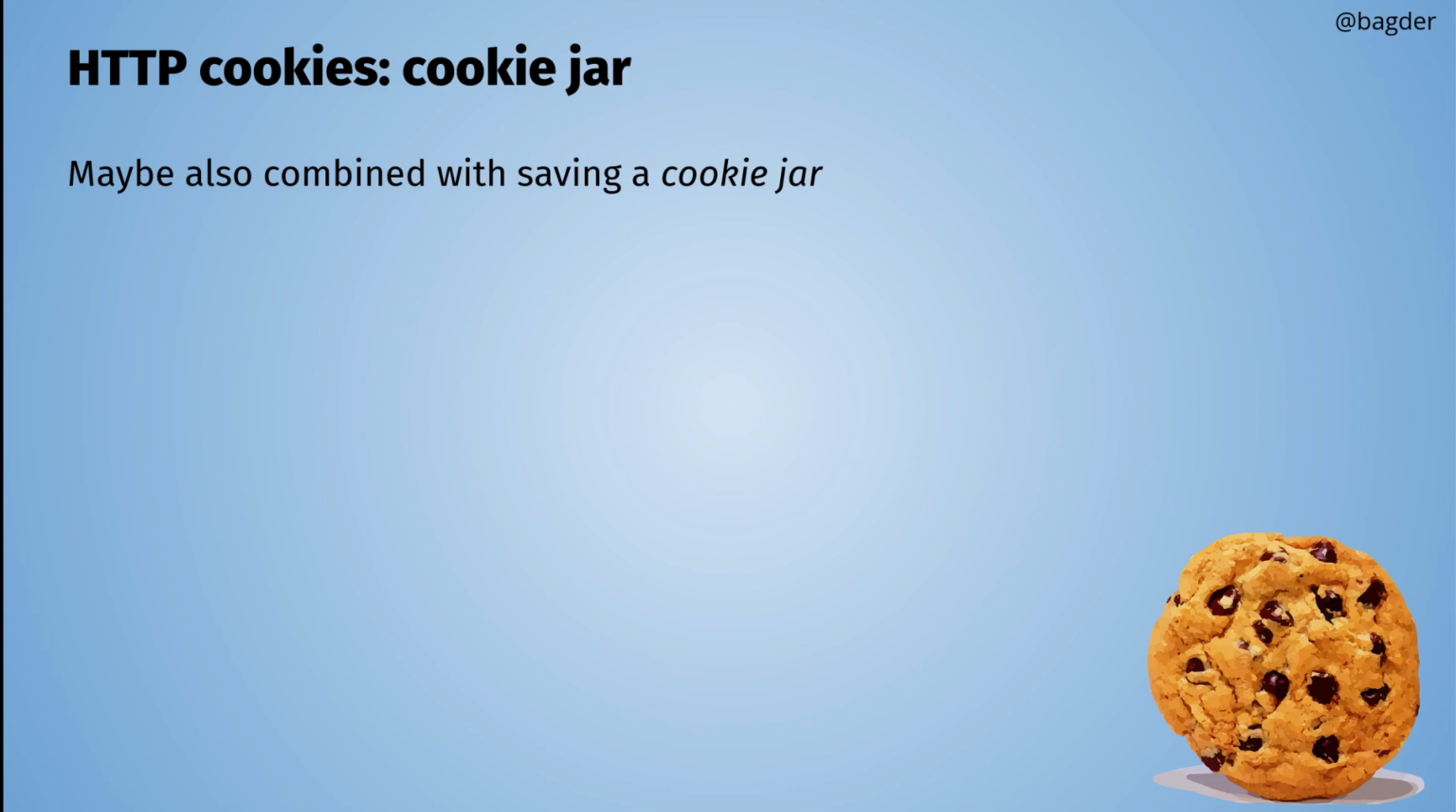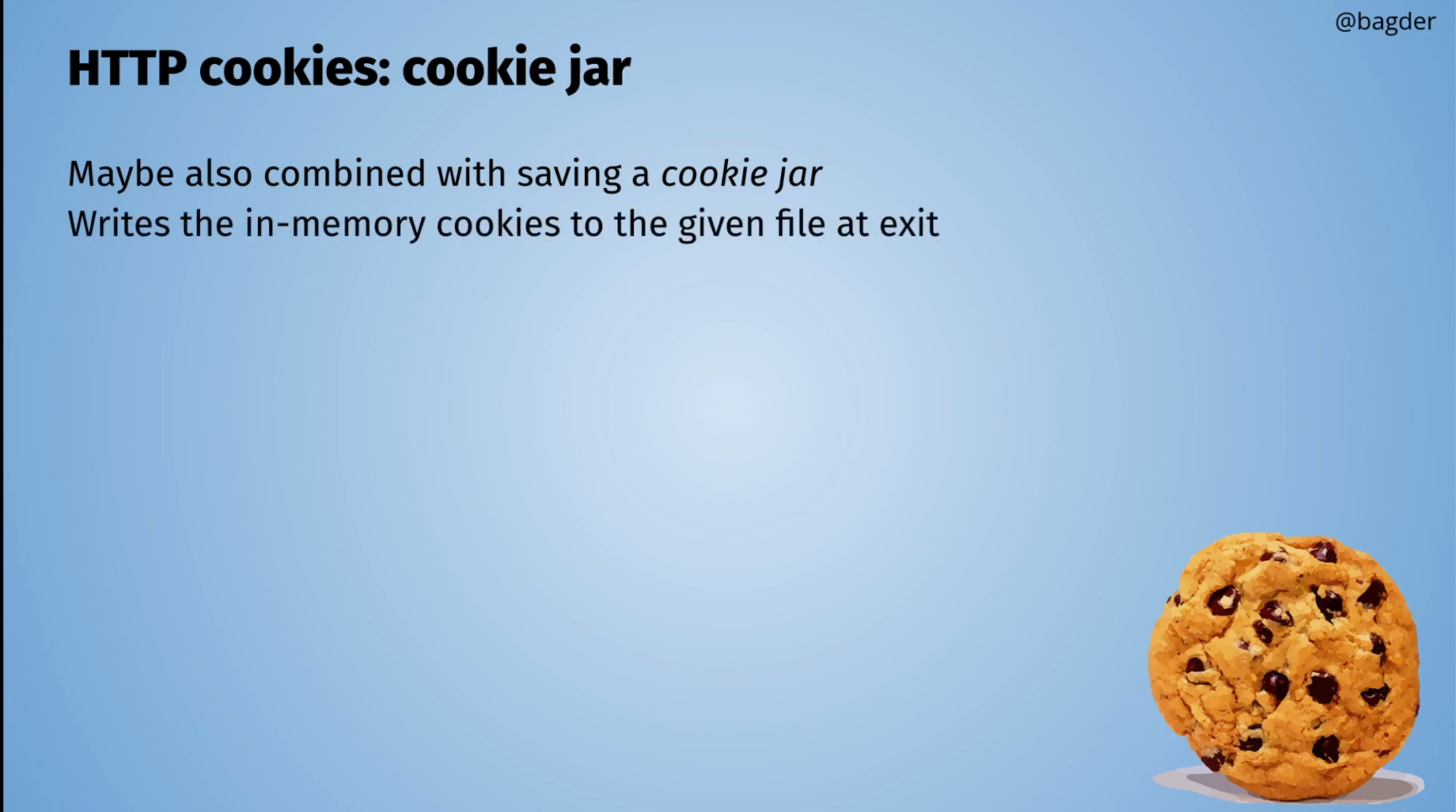And when you want to save them, curl saves them in what we call a cookie jar. That's the storage we save cookies in. When curl exits, when it's done, you can ask curl to save all the cookies in the cookie jar, and you tell curl to do that with the -c option.